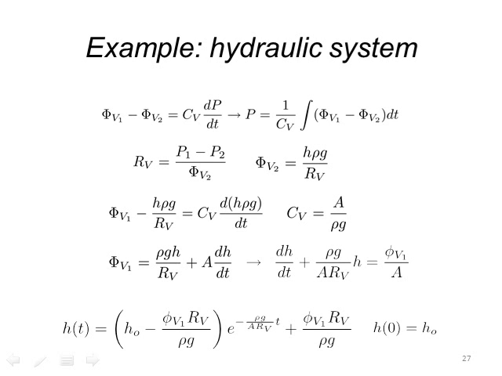Okay, so we're going to rearrange our equations. So phi sub V1 minus h rho g over R_V is equal to C_V times d(h rho g)/dt. Then we can rearrange this even further into a differential equation: dh/dt plus rho g over A R_V, where A is the cross-sectional area, times h, is equal to phi sub V1 over A.